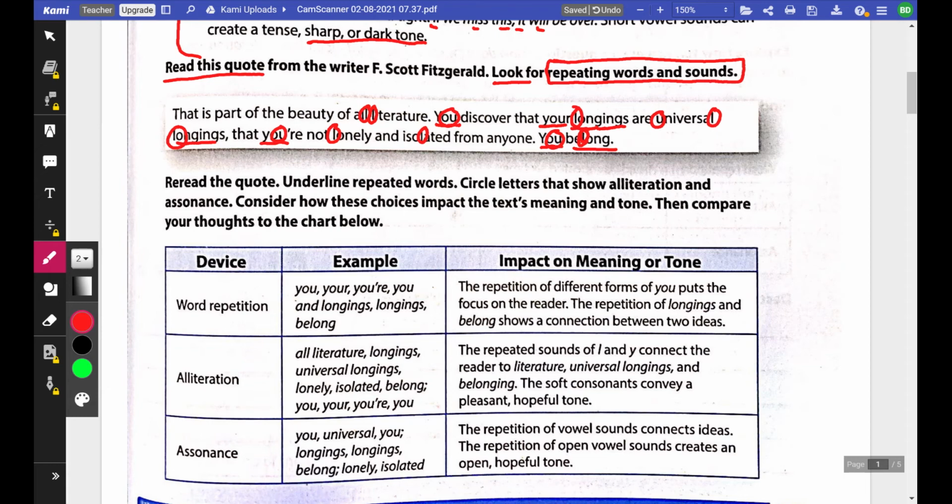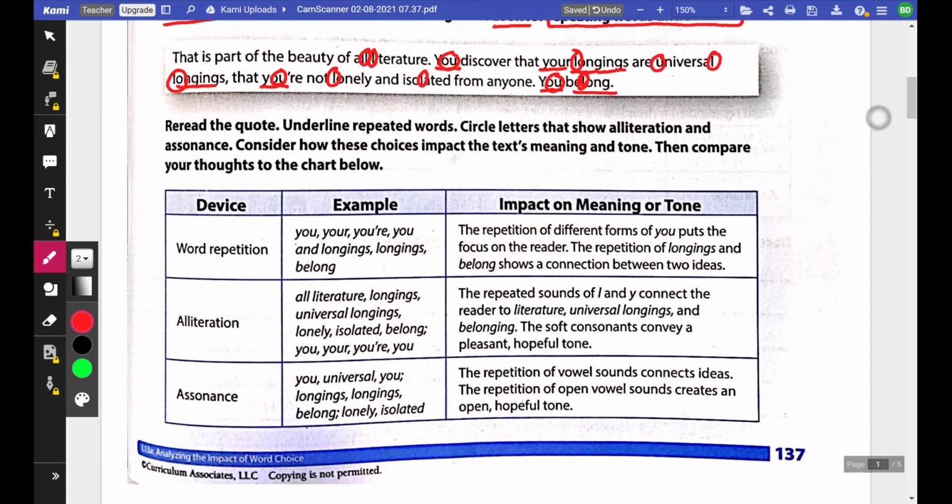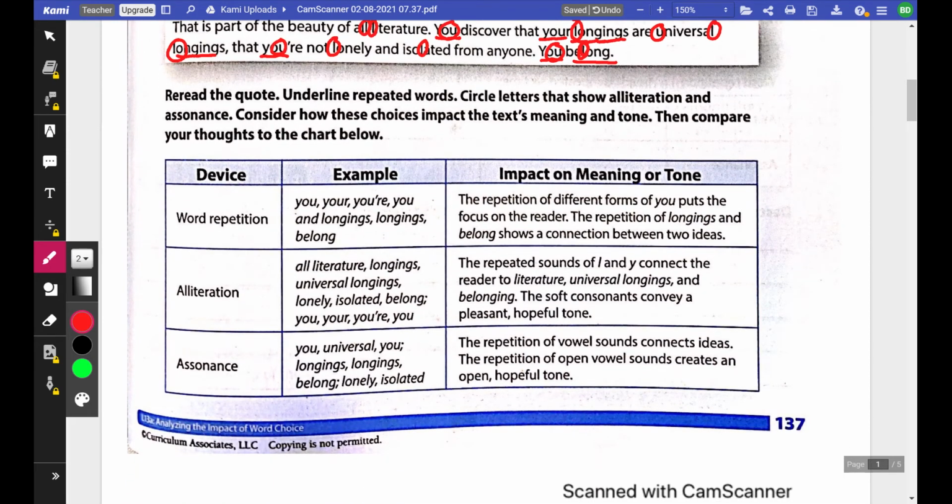Now that we have picked out a few, let's move on down the page and see what it's telling us to do. It says to reread the quote, underline repeated words. Oh, we did this already. And circle letters that show alliteration and assonance. So we did that. We underlined our repeated words, then we circled our letters that show alliteration and assonance. So we're good.